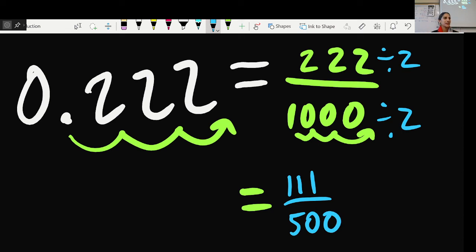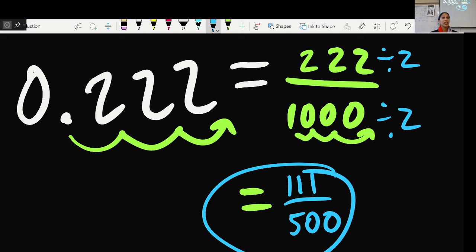Can that be reduced? Can 111 be divided by anything? Yeah, it could be divided by 3. Can the 500 be divided by the same number? I think it could be divided by 3, but 500 is not. So then we can leave it in this form. Good? Yeah.